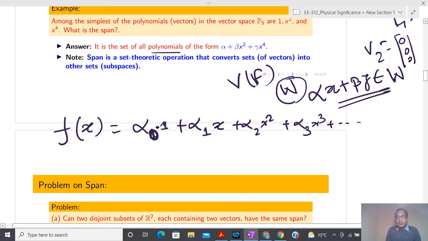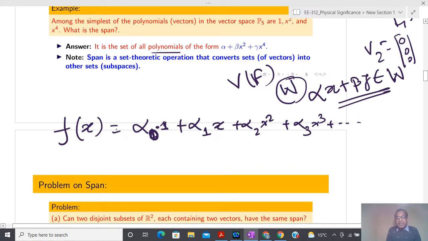Okay, now if I fix 1, x, x square and x cube, that is our spanning set, then I am able to span some kind of space of these functions. And how to calculate alpha 0, alpha 1 and alpha 2? For that you have to check at what point you are going to do the Taylor series expansion.